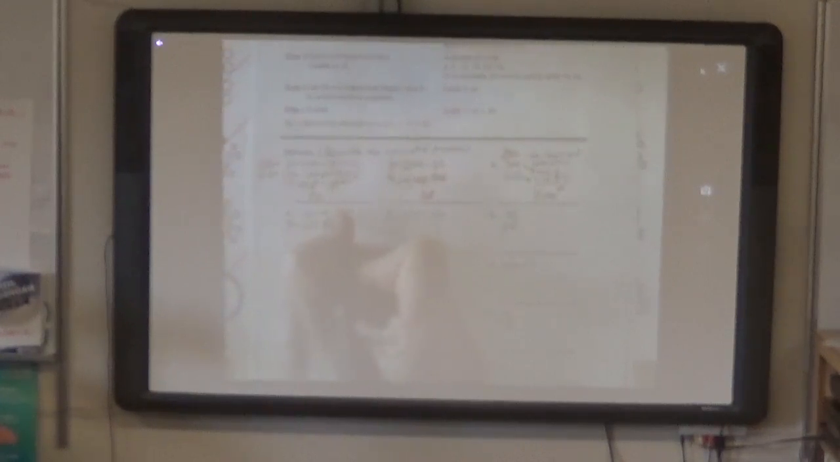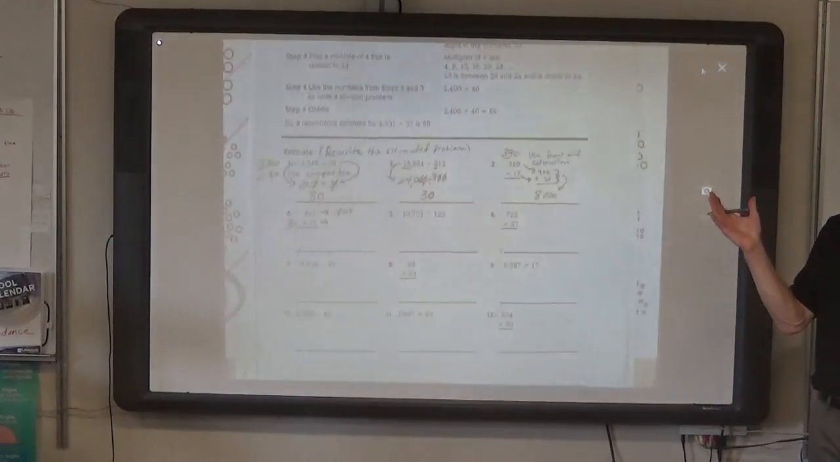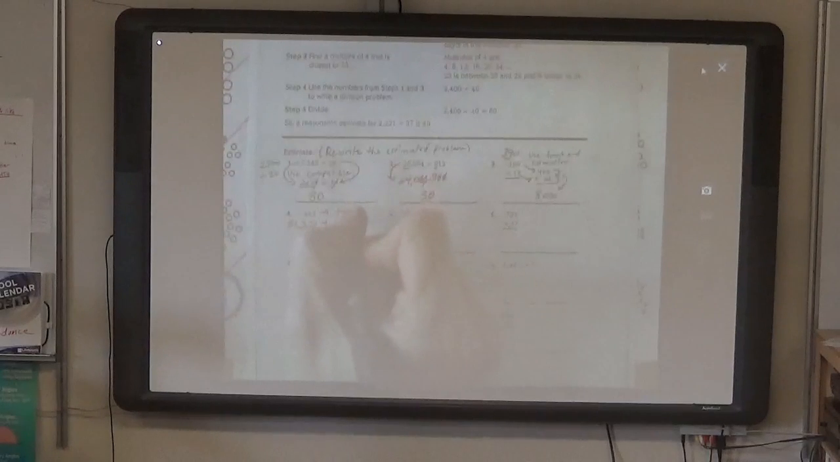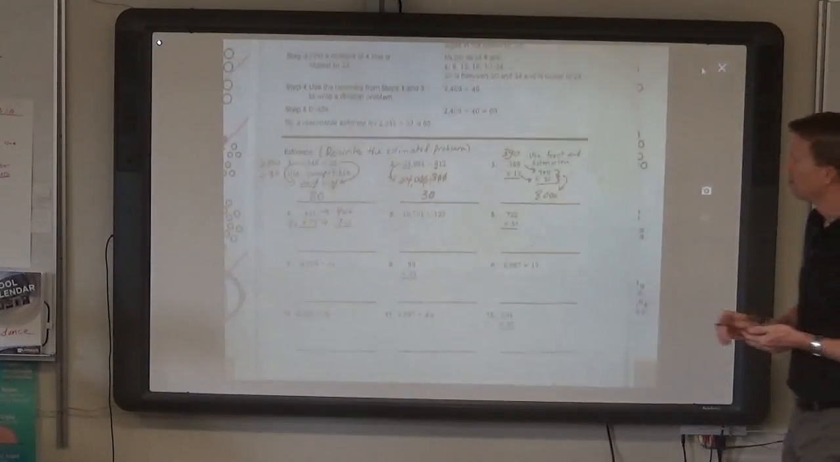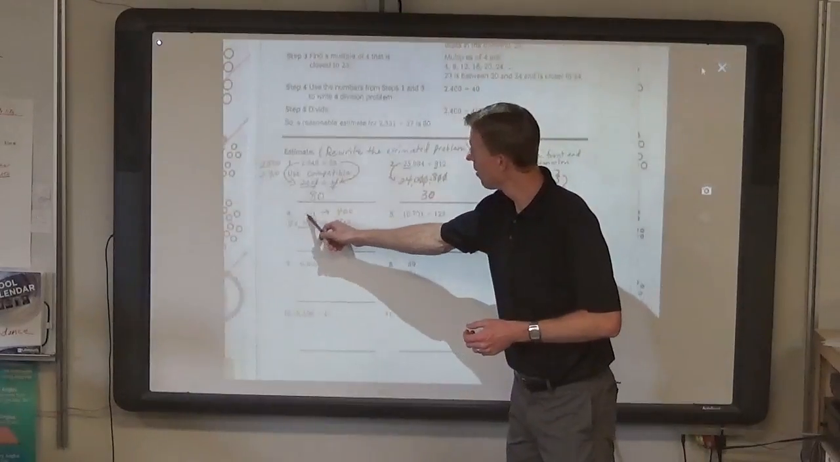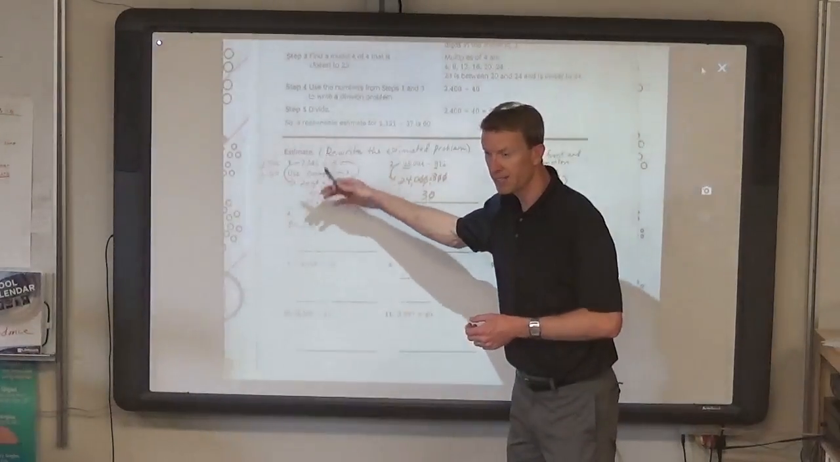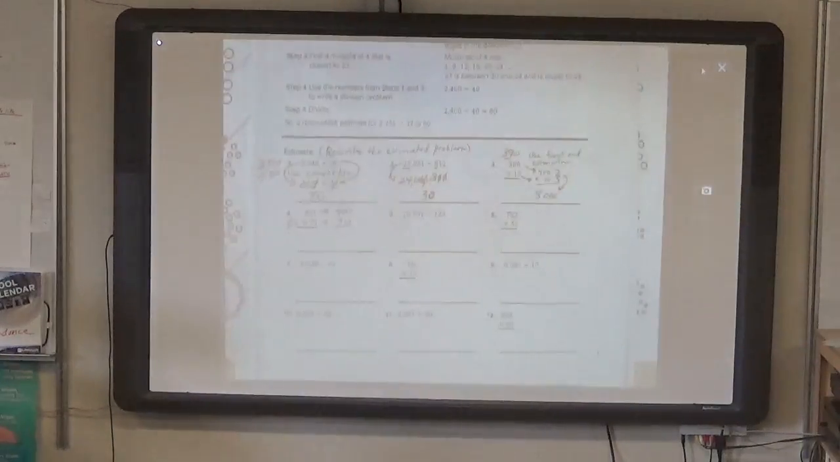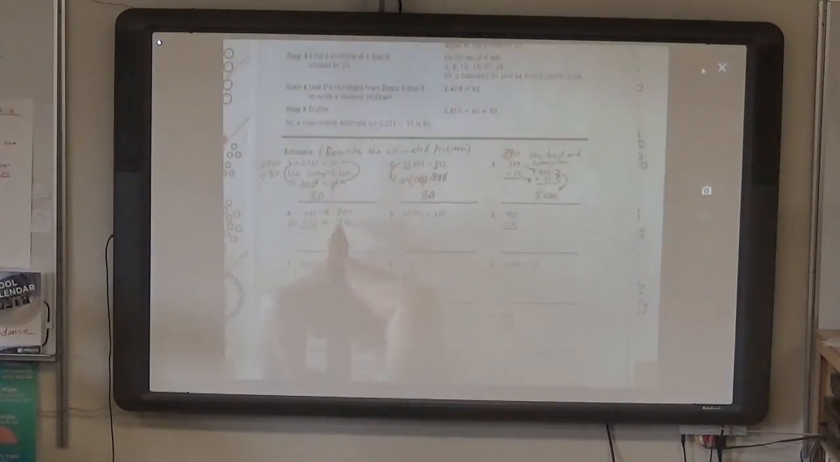or 70. Which one would be closer? Because 73 is between 80 and 70, right? Which one would be closer, actually? Catherine? Which one? 70. 70 would actually be closer. We could use 80, but since we rounded 421 to 400, rounding it down, we could round this one up, and we'd probably still get a close answer in this case. But since 73 is closer to 70, let's round this one to 70.